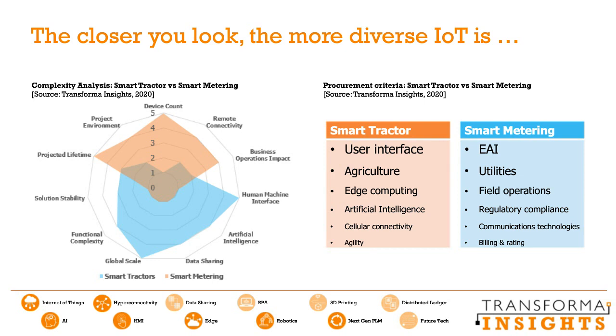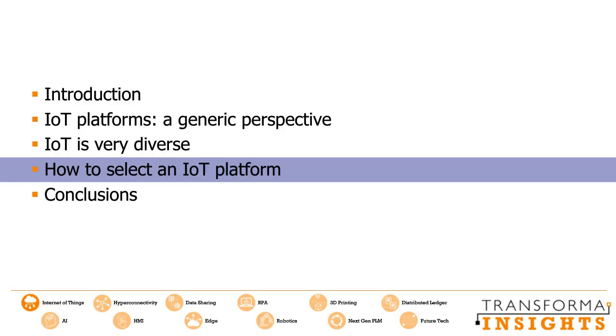Those differences in the project, which I started to talk about in the previous slide, and where we drill down to individual projects here, they actually result in really different requirements from platforms and different requirements that should be taken into a procurement exercise. And having gone through that background, I'm now going to talk about how you do select an IoT platform.